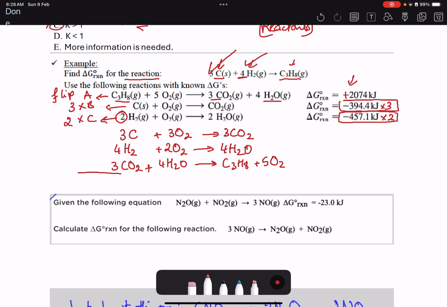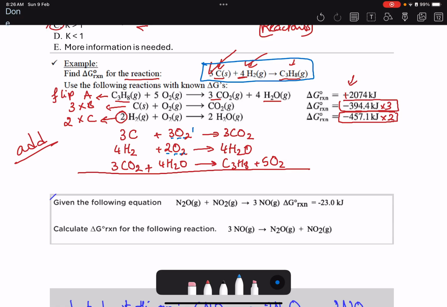Now, after changing the equations that I named A, B, C, now we need to add them all. And when we add them all, we can check that they are giving us the required equation. It means that what we did is correct. 3O2 and 2O2, both of them being in the reactant side, equal to 5O2. And I have 5O2 on the product side, so common substances will be cancelled.